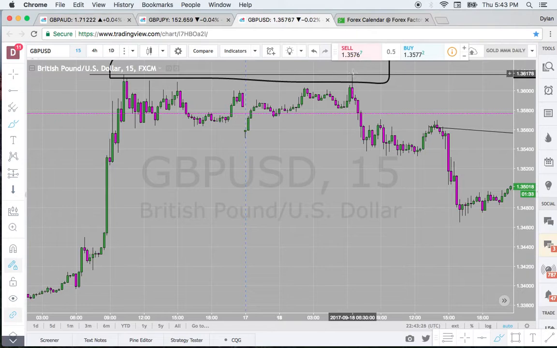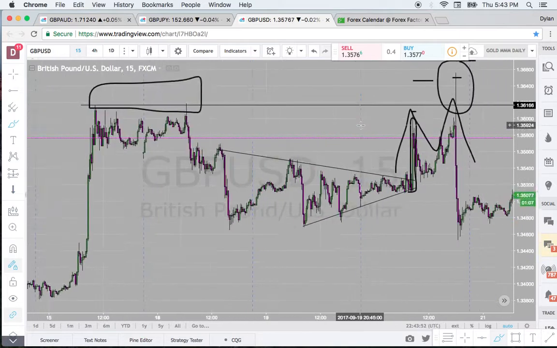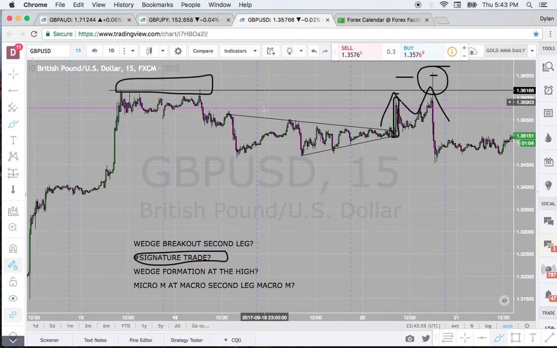You can see here it just stop hunted about half a pip, maybe 1 pip above the first leg. Second leg stop hunted about a pip above the first leg. But I imagine the spread was manipulated a bit as well to hit any orders, so probably about 3 to 5 pips above that high. But anyway, this was the macro M inside the micro M inside what we had our signature trade inside a wedge formation at the high.